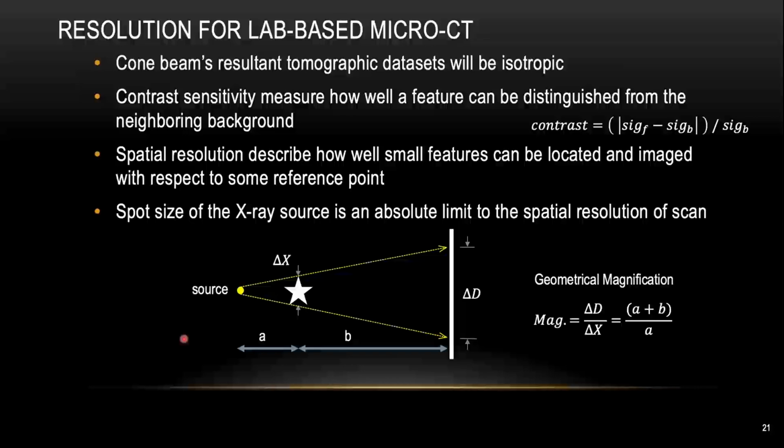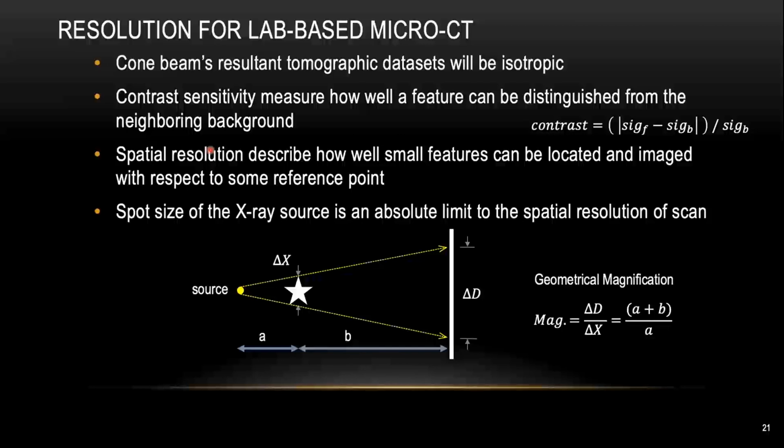Just like all imaging modalities, when you try to do micro CT imaging, we do need to improve the contrast sensitivity and also the spatial resolution. Micro CT uses a cone beam X-ray source, so your data is going to be isotropic, which means every dimension, X, Y, Z, is at the same resolution. As for the contrast sensitivity, what we're going to do is simply fine-tune your acceleration voltage and filament current we described earlier, so you can distinguish your feature from your background image.